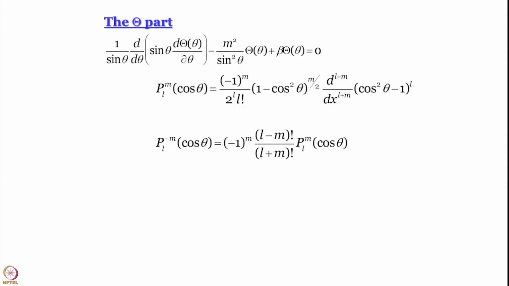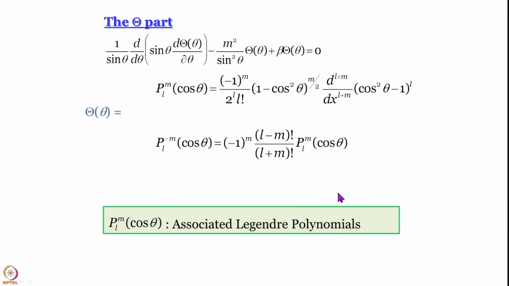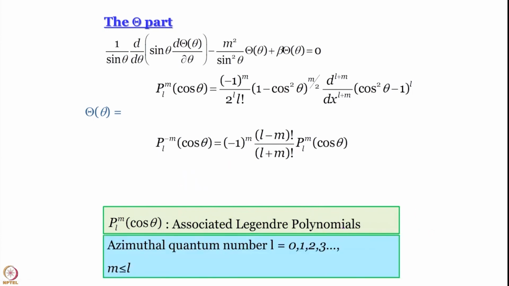Okay. Now, let us move on to the theta part. In the theta part, this here is the equation and you know the solution already. The solution is what is called the associated Legendre polynomial in cos theta. And this, as you can see, is associated with another quantum number l.